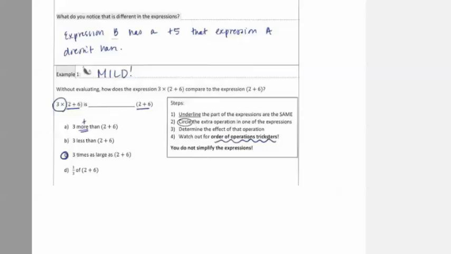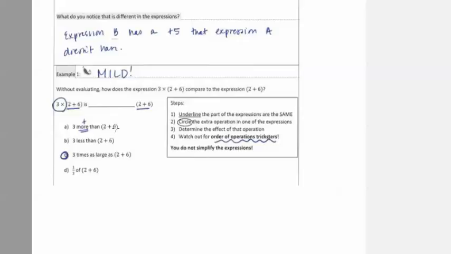So let's look at example 1. Without evaluating, how does the expression 3 times 2 plus 6 compare to the expression 2 plus 6? For me, what makes sense is to underline the part of the expression that's the same. So 2 plus 6 is the same for both expressions. And then I want to circle the extra operation in one of the expressions. So I see that the first expression has a times 3, which means it's 3 times as large as the second expression. And that's answer choice C.